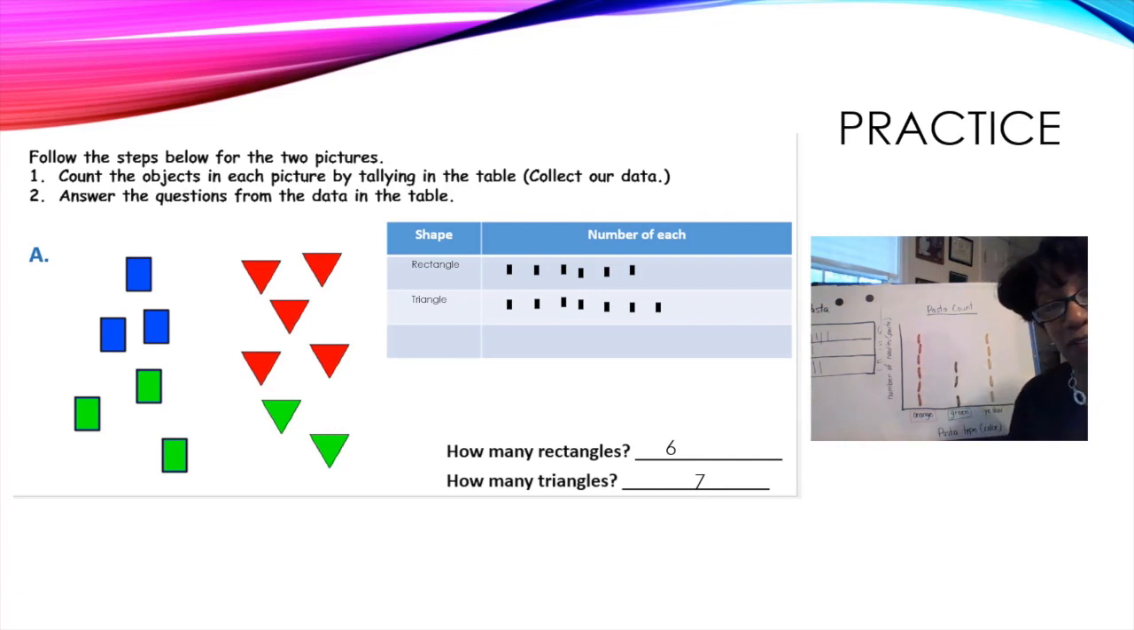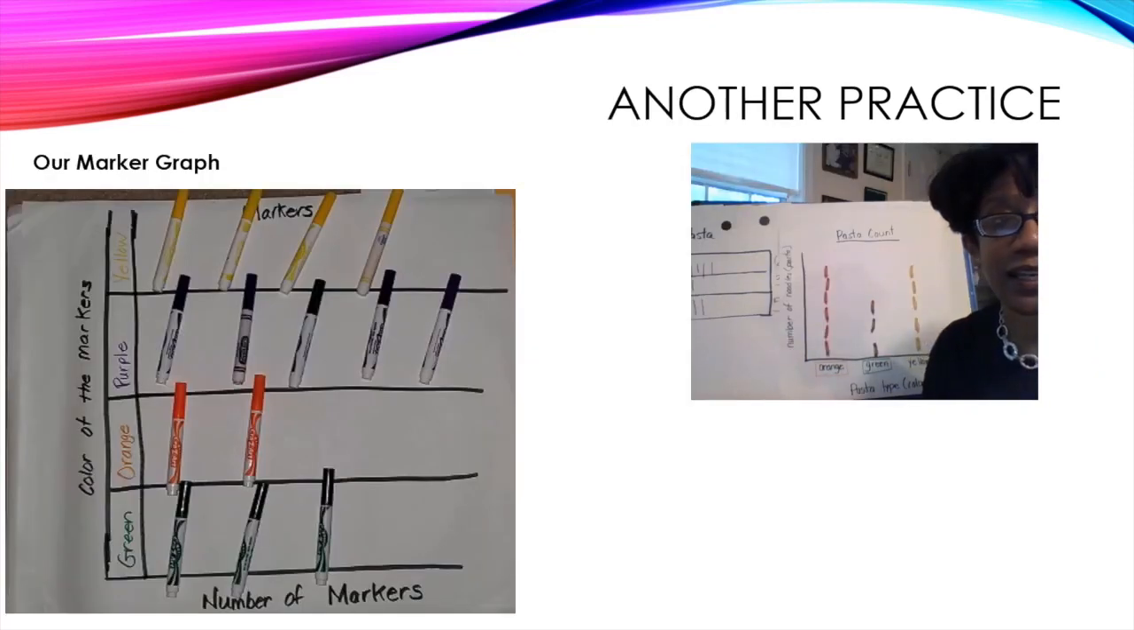So you're going to have a problem like that in your practice set where you're going to fill in the table and then you're going to answer the question. So you're going to have 2 questions like that on your practice set. So let's look at the next problem. Our marker graph. All right. So you're going to look at that picture of our marker graph. That's right. It's the graph we created. Excellent. So now all we have to do is answer the questions based on our marker graph.